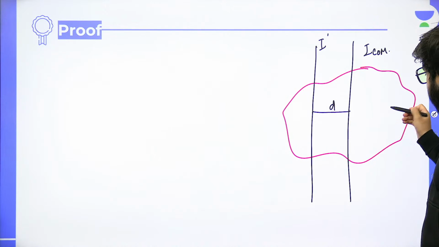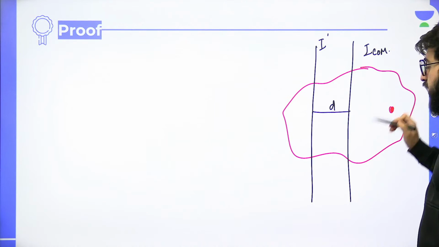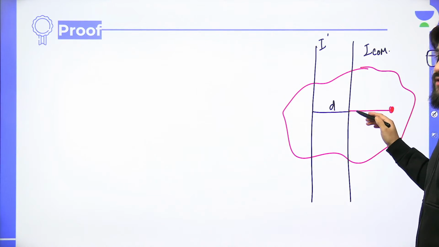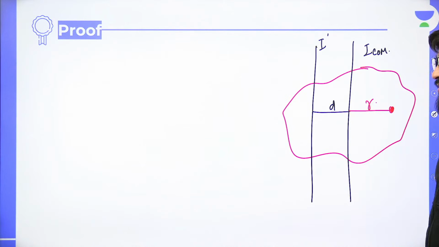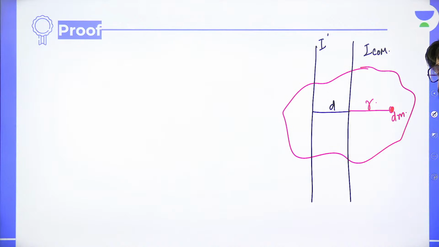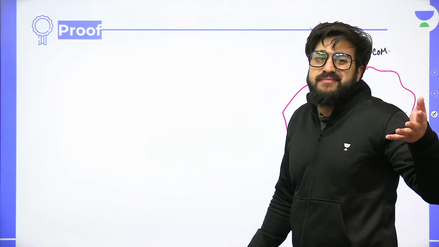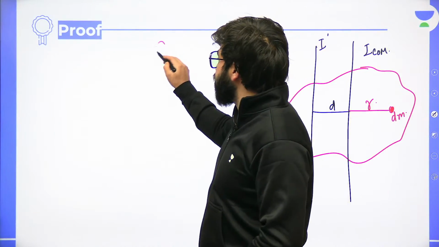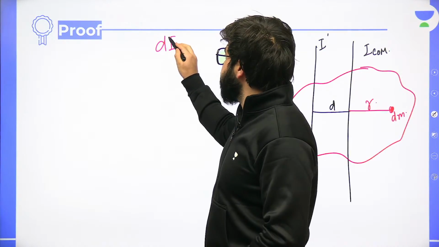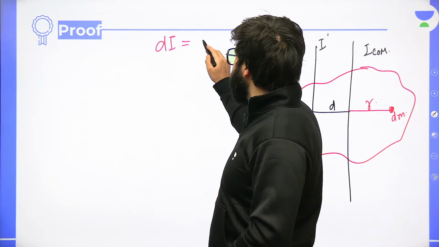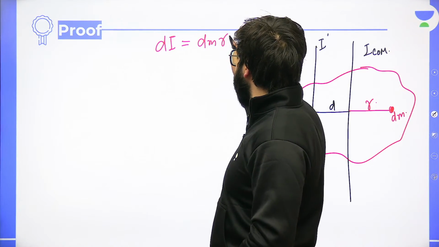If I'm taking a small mass over here, at an R distance, this is the small mass, dm. If I ask you the moment of inertia because of this small mass about this axis, it is very simple: I is equal to m r square. Since this is a very small mass, the moment of inertia will be very small, so we call it dI. So dI is dm r square.